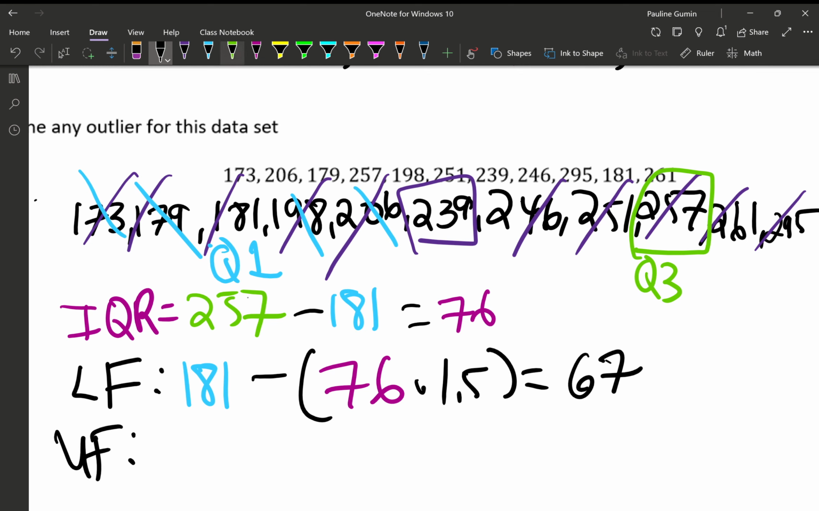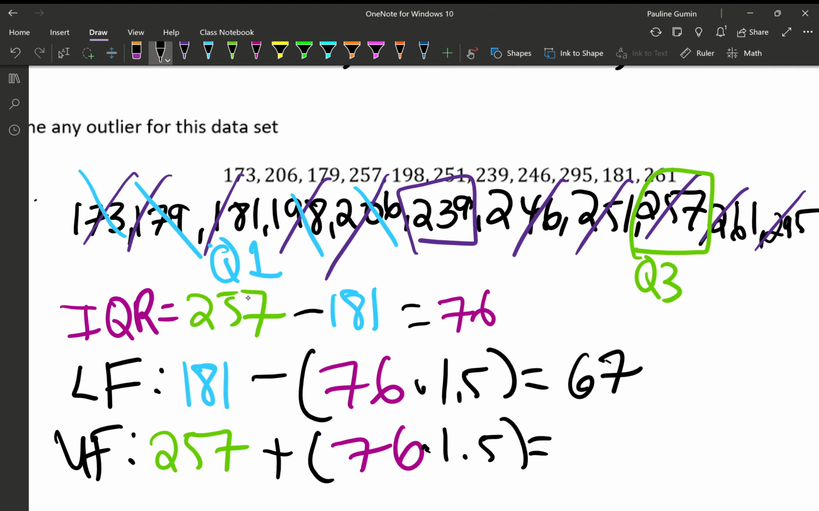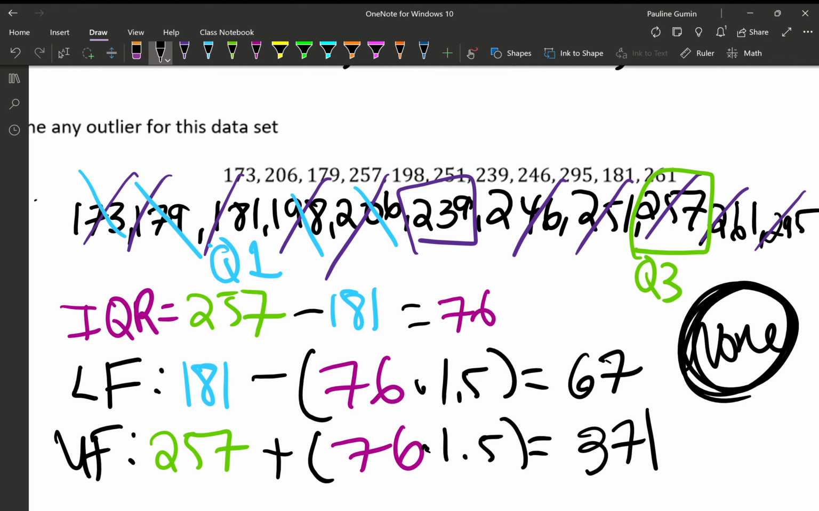All right, let's do the upper fence. The upper fence is Q3, so 257, plus our IQR, which is 76, times 1.5. I put that all into my calculator, and I get 371. Do we have any numbers larger than 371? No. So actually, there were no outliers at all.